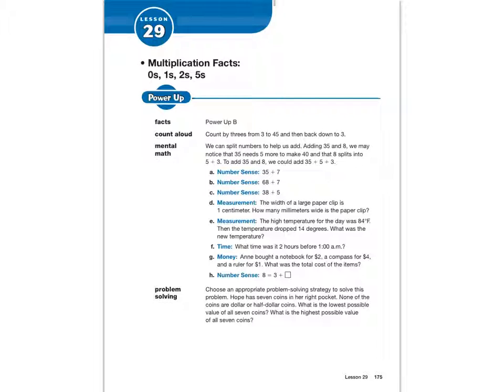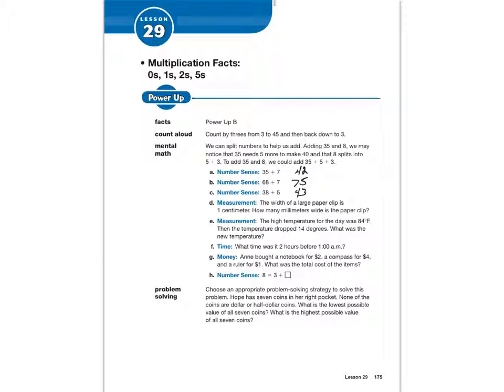Number sense. 35 plus 7 is 42. 68 plus 7 is 75. And 38 plus 5 is 43. And if you catch me doing something wrong, yay, too.